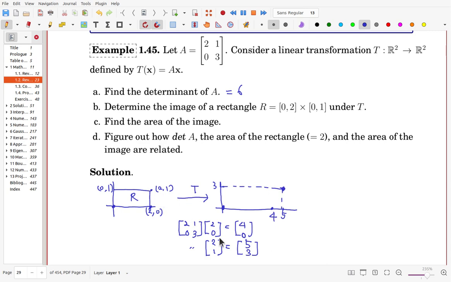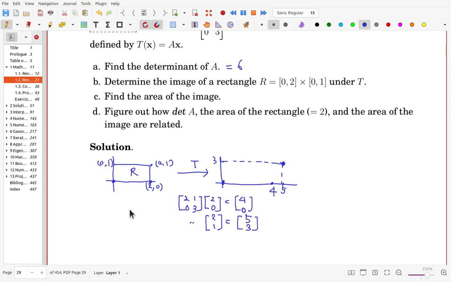How about the last point here, 0 and 1, with the same matrix, where x is 0, y equals 1. Then the second column of A is 1 and 3. So x is 1, y equals 3. This is the image of that point. So eventually, the image of the rectangle is this parallelogram. Okay, we found that. And now find the area of the image.